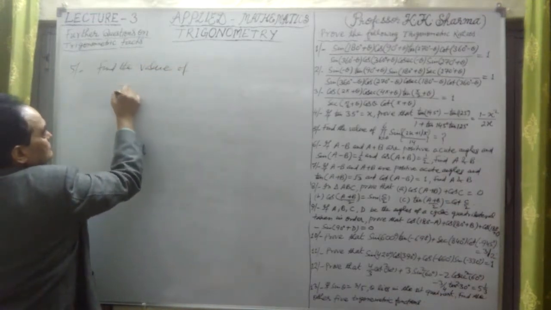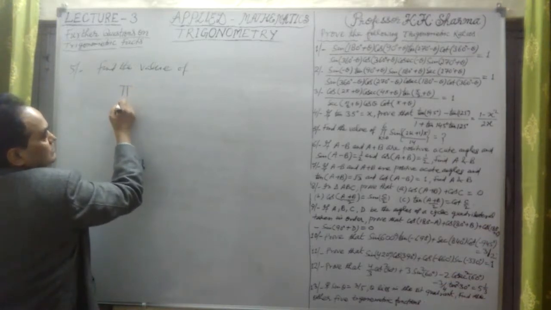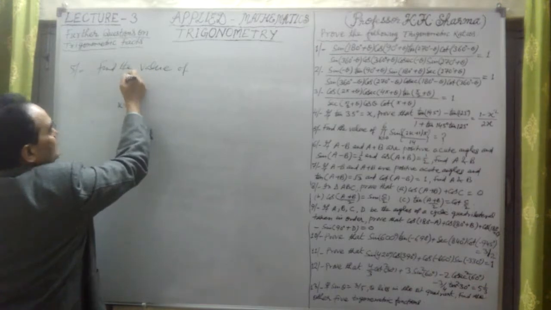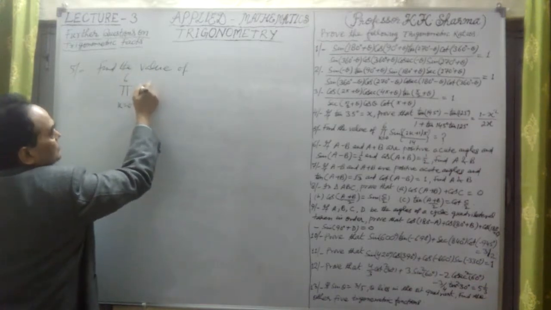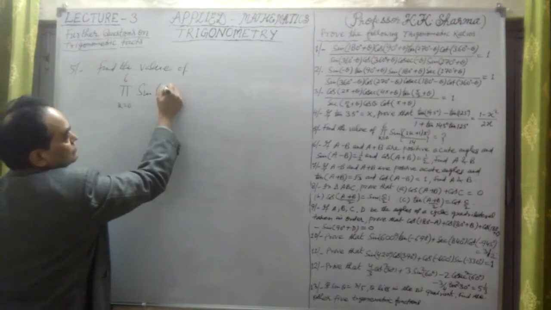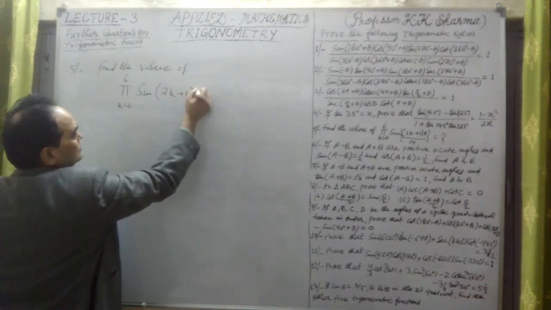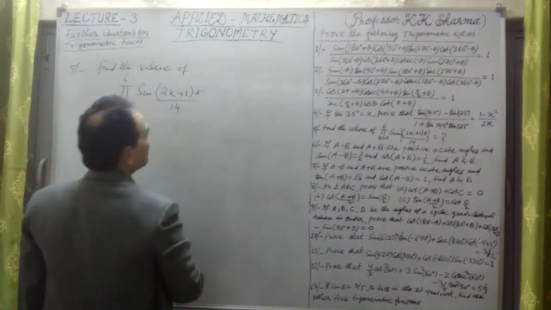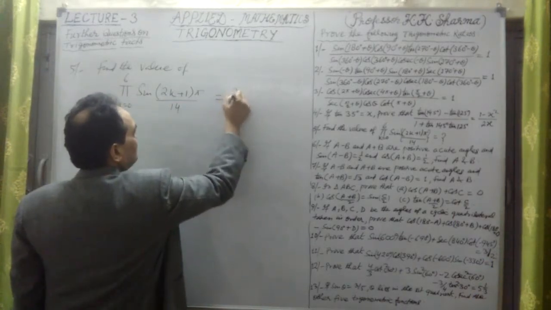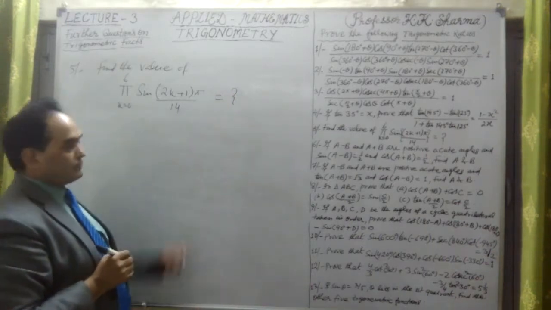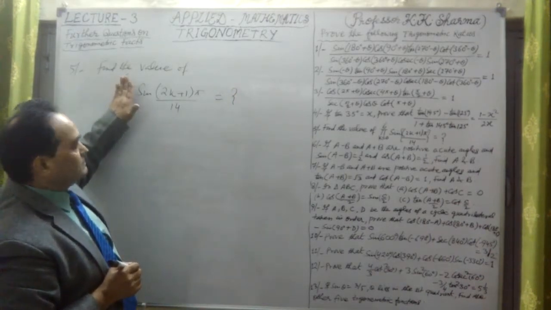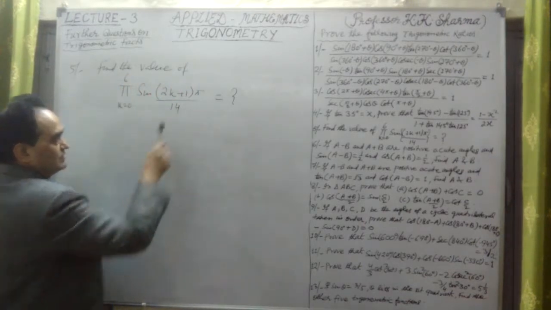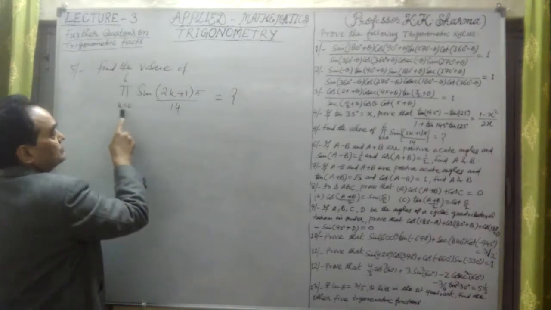Question number 5 is find the value of this, the product sign where k is equal to 0 to 6, of sine of (2k plus 1) into pi upon 14. Okay, so this we have to find out. What is the value of this? Now, first of all, understand this. This is multiplication, a product of multiplication. We have multiplied a number of values, up to k equal to 0 to 6.